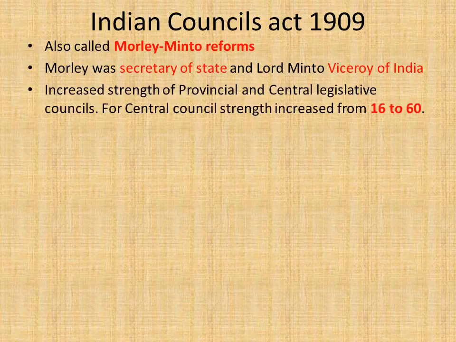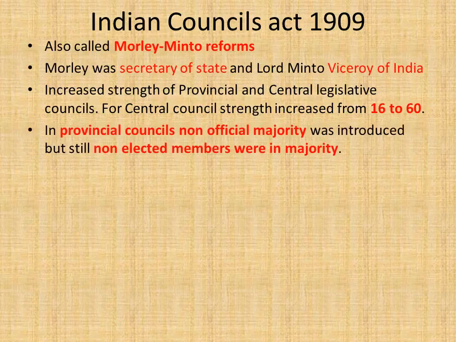Secondly, it increased the strength of Provincial and Central Legislative Councils. For the Central Council, the strength was increased from 16 to 60. As we have already seen in the Indian Councils Act of 1892, the strength was increased from 6 to 16. But now this strength has been further increased from 16 to 60. For the provincial councils, the strength was not uniform, but it had been increased.